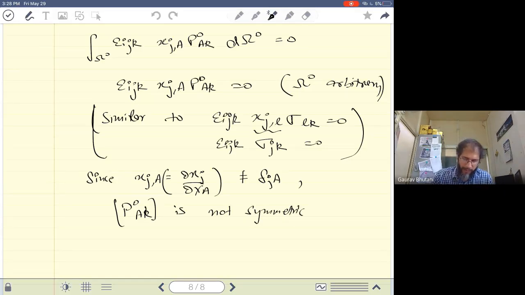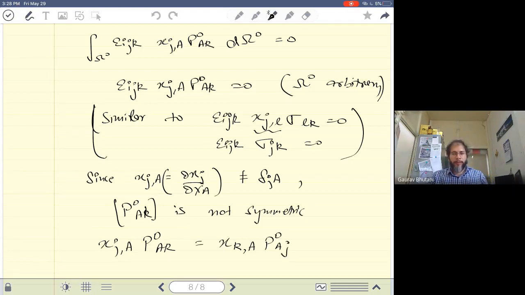So the relation we have actually is xj comma a P naught ak is equal to xk comma a P naught aj. Okay, so this is what we get from this equation. Again, it's easy to show if you put i equal. There are three equations here: i equal to 1, i equal to 2, i equal to 3. When you expand them, finally you get this general relation.